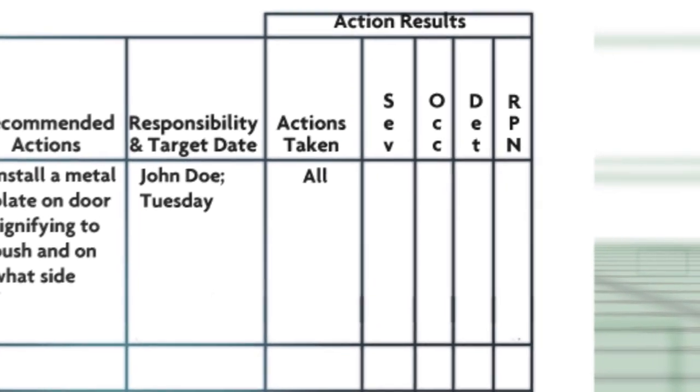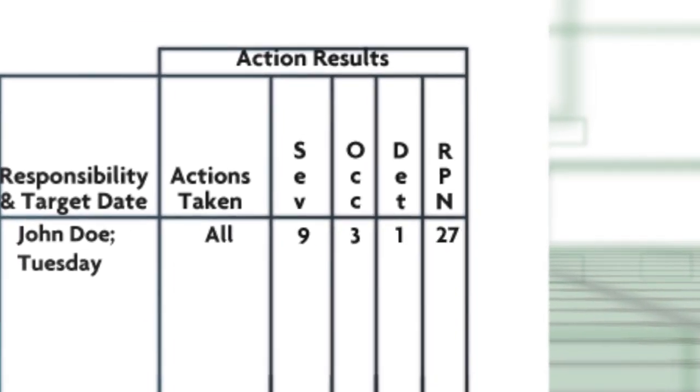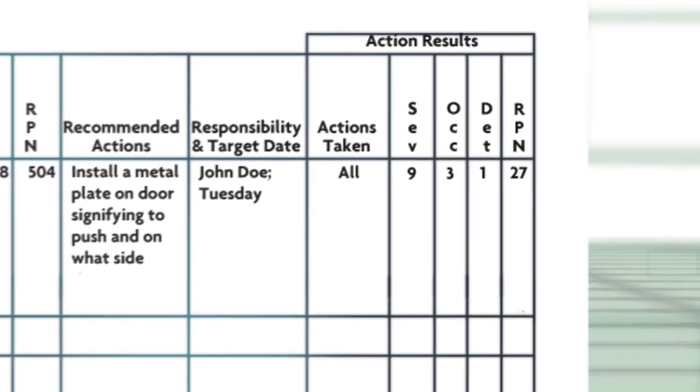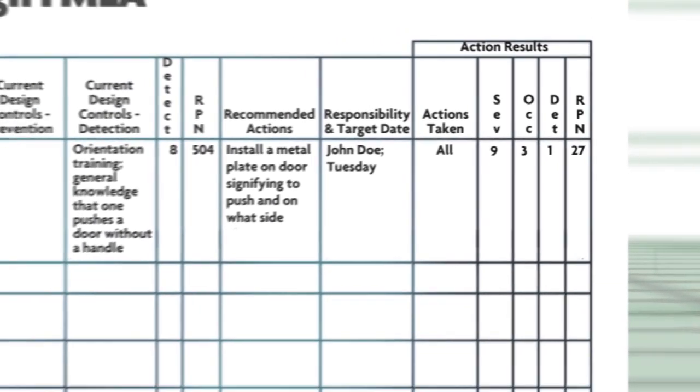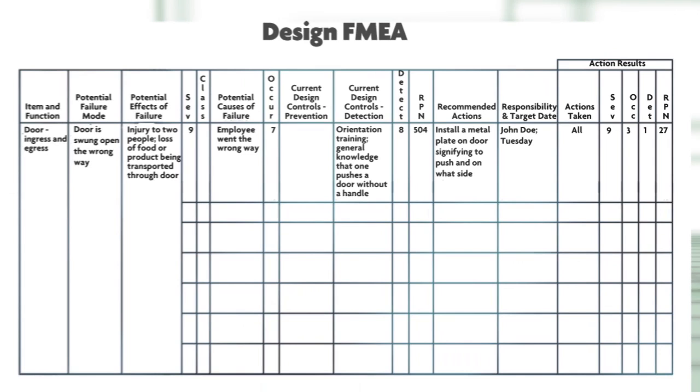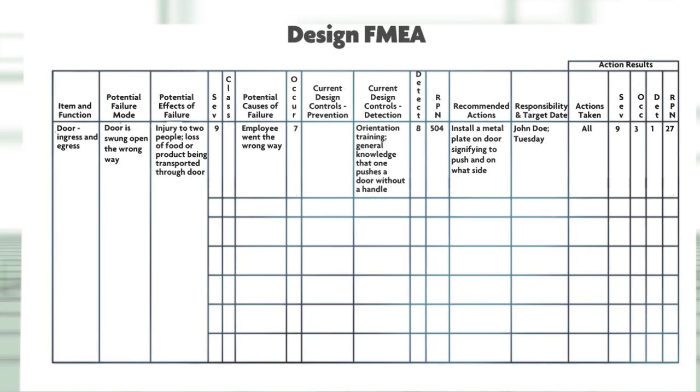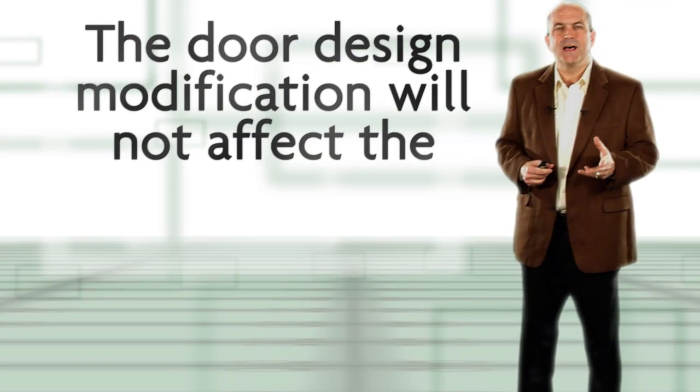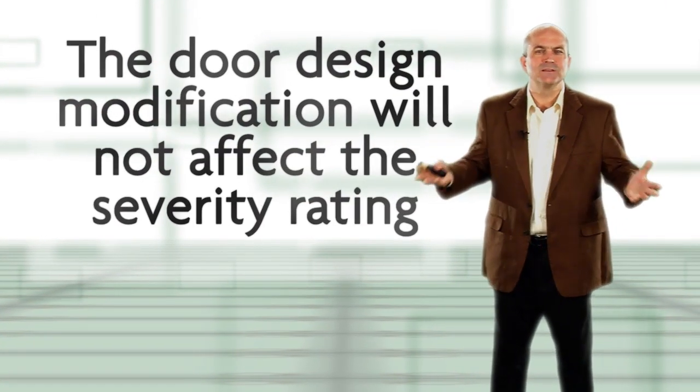We take the actions, and then we reevaluate the values. In this case, the severity is a 9, the likelihood of occurrence is a 3, and the detectability is a 1, resulting in a new risk priority number of 27. The door design modification will not affect the severity rating.